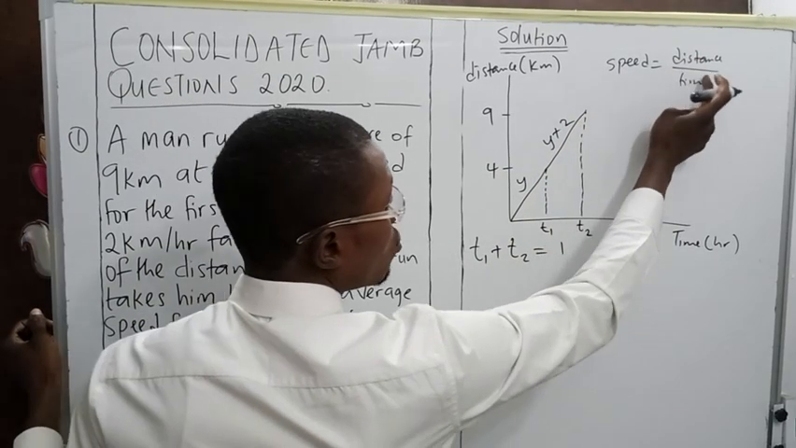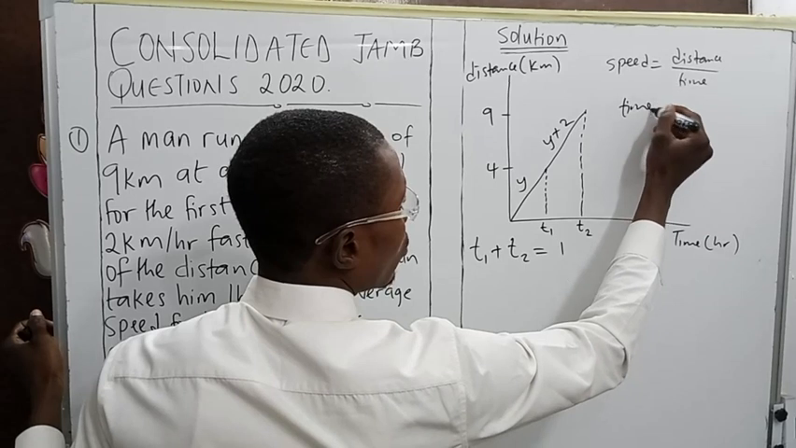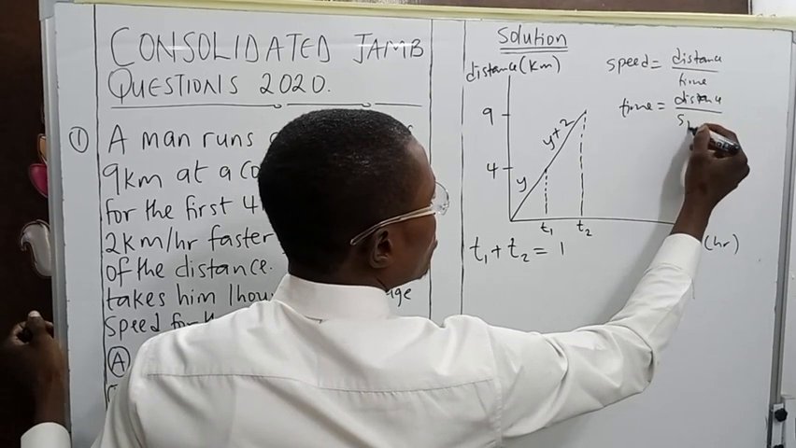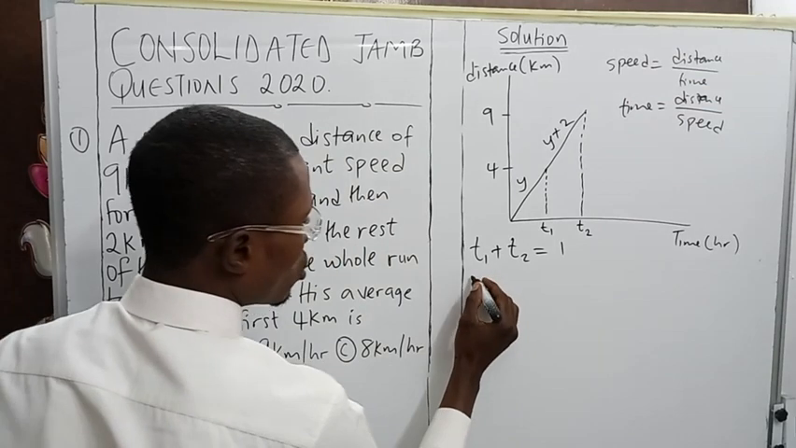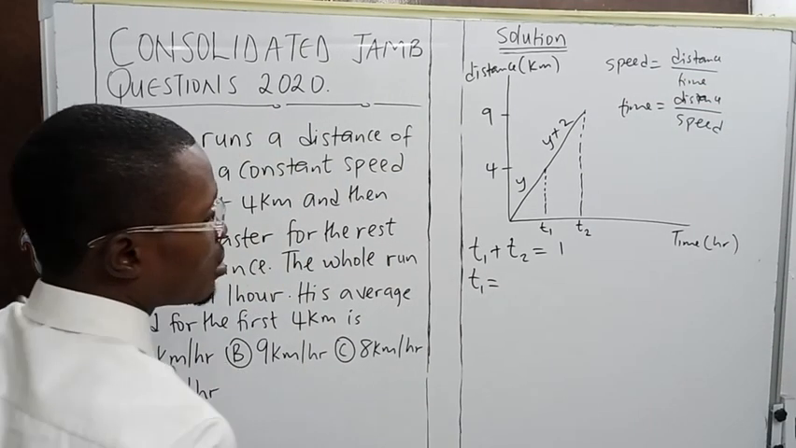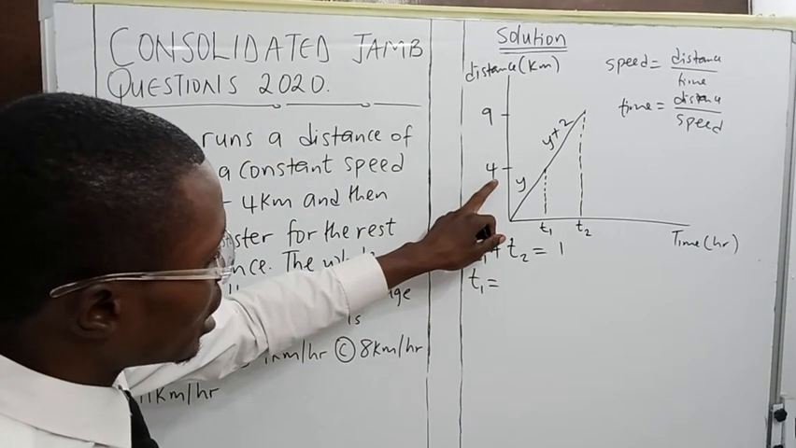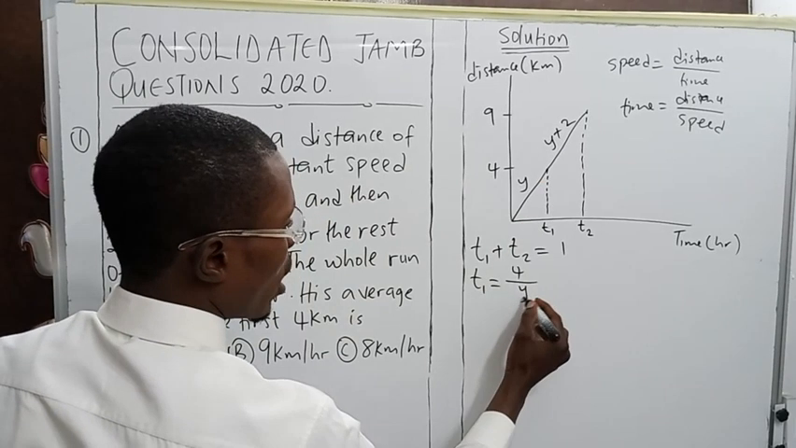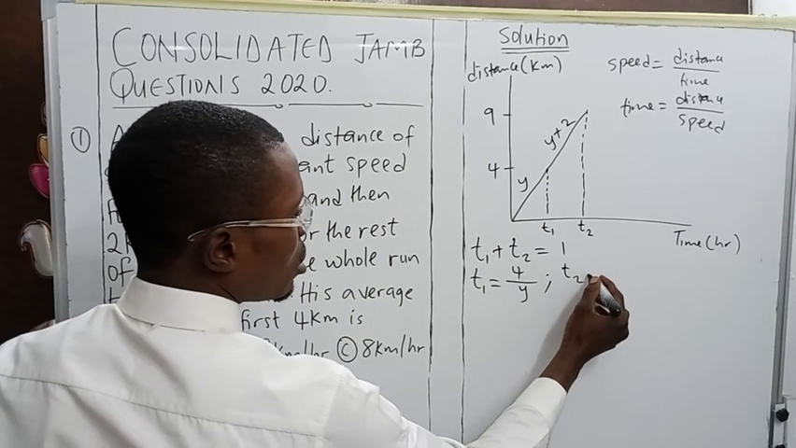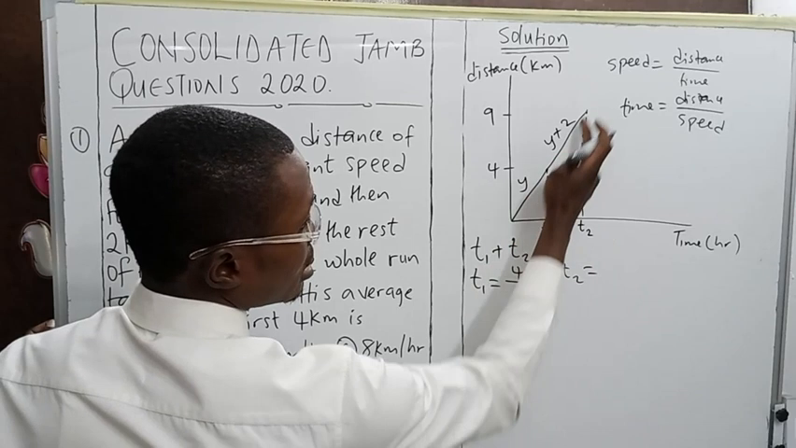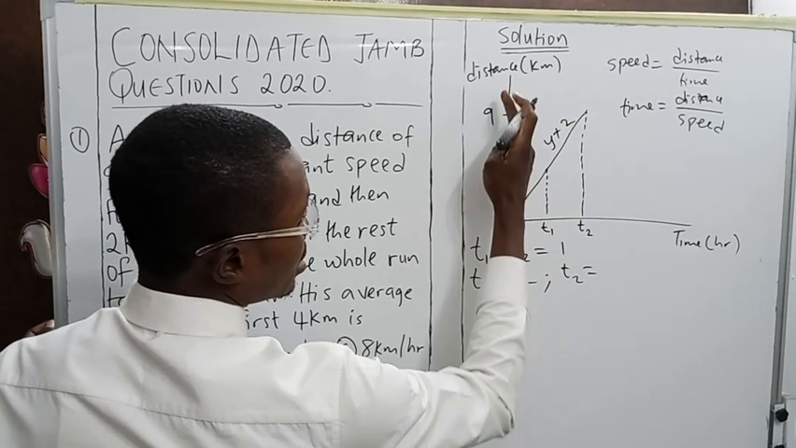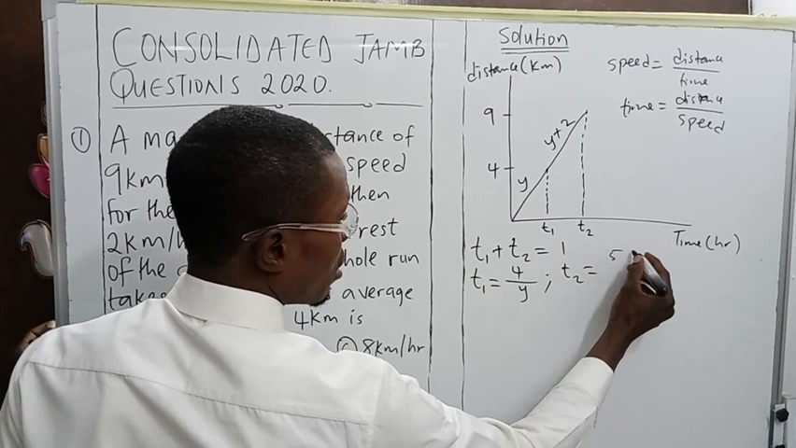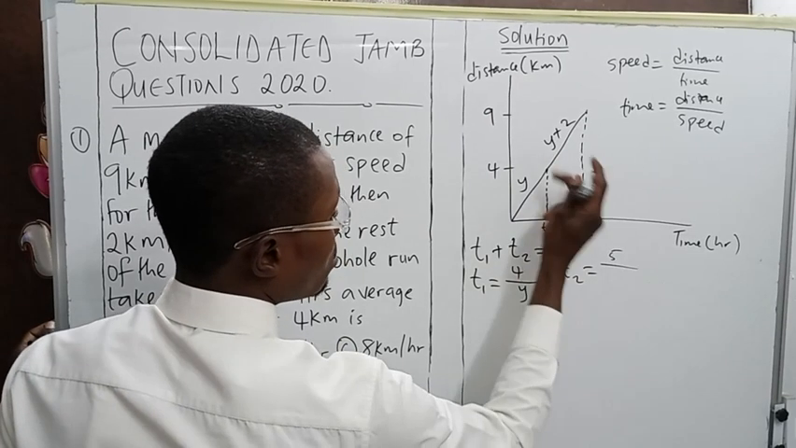So by this relation, what is T1? If speed equals distance over time, our time will be equal to distance over speed. So T1 will be the initial distance, which is 4, over the speed. The speed is y. This is our T1. Our T2 will be equal to, for the rest distance, from 4 to 9, the person has run 5 kilometers, over the speed.